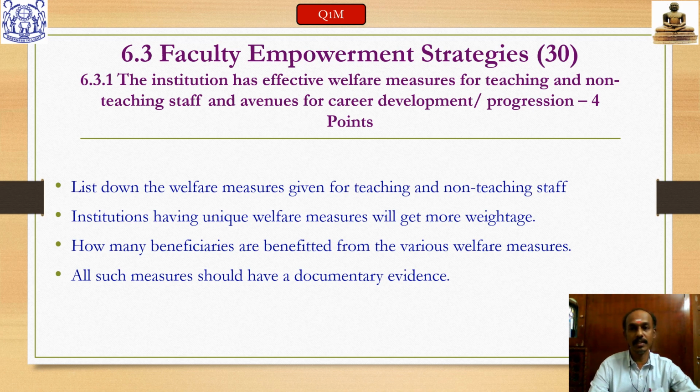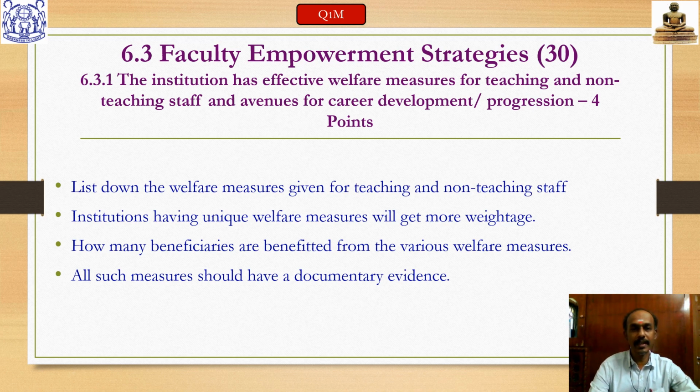What are the welfare measures that you are providing to the teaching and non-teaching staff. This is qualitative in nature, and list down the welfare measures given for teaching and non-teaching staff. So this is qualitative, so you need not give the numbers, but you have to mention what all welfare measures you are providing to the staff members. Any unique welfare measure will get more weightage.